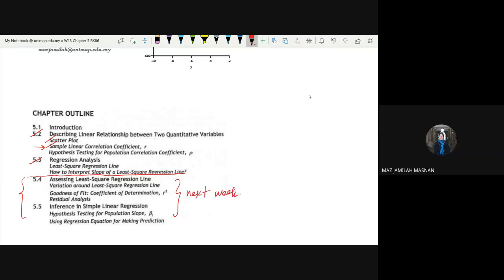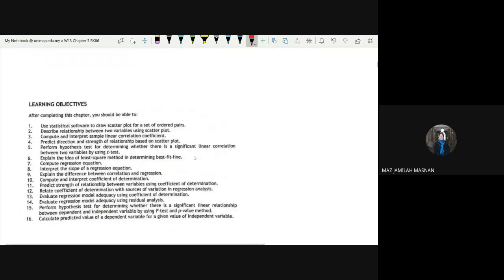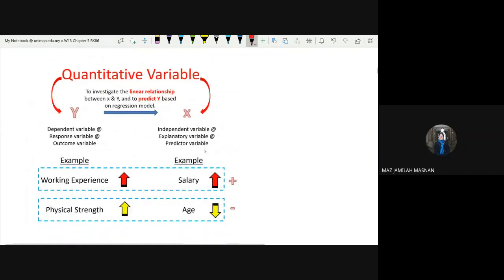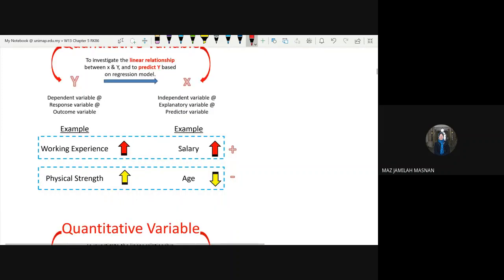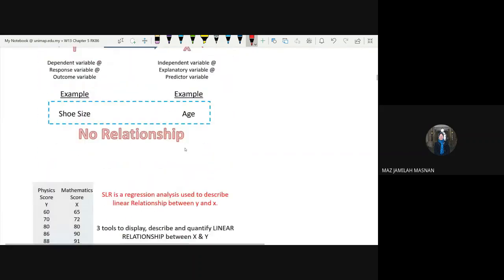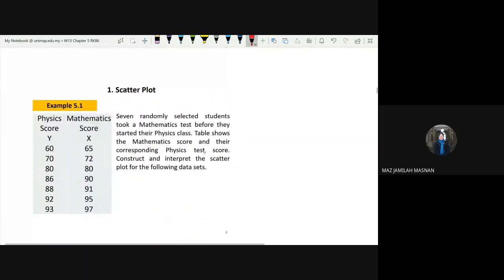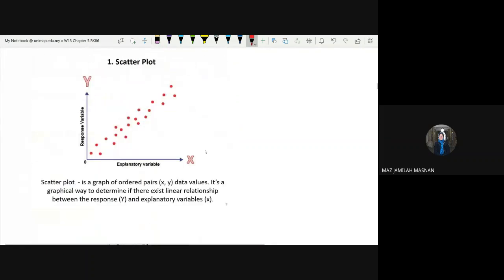Now, last time I discussed with you some of the concepts of simple linear regression. Why do we call it simple linear regression? What are the variables involved, y and x, and what are their names? What is the relationship between the two variables, if it is positive, if it is negative, and so on? I think I have discussed this last time.